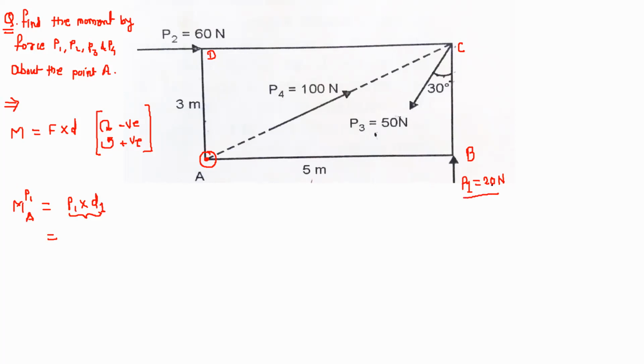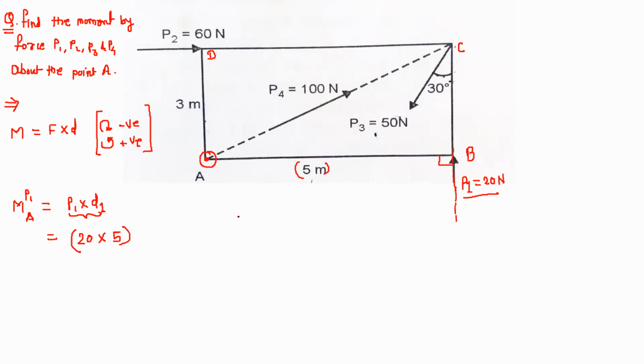Now observe, P1 value is 20 Newton. So we'll put the value P1, 20, into what is D1? We need to find out the perpendicular distance with respect to point A. So what is perpendicular distance? Connect this point A to the point B, such that this line AB is perpendicular to the line of action of the force. This line of action is an imaginary line passing through this force P1. Given line AB is a perpendicular line. Therefore, this 5-meter distance is nothing but the perpendicular distance. So we'll take D1 as 5.